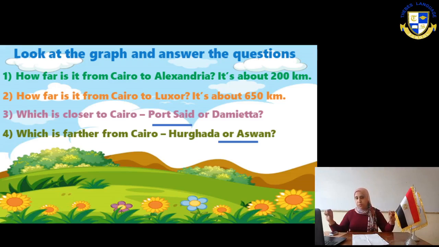Which is closer to Cairo, Port Said or Damietta? According to the graph, you can answer Port Said. Port Said is closer to Cairo. Which is farther from Cairo, Hurghada or Aswan? Of course, Aswan is farther from Cairo.